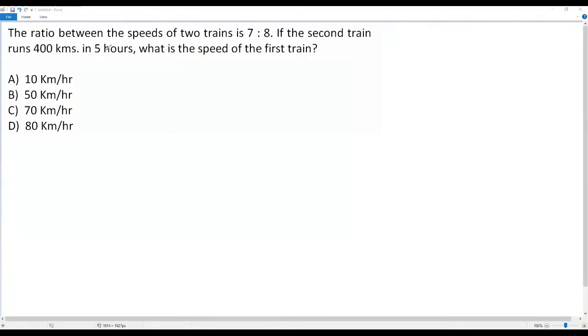The ratio between the speeds of two trains is 7 to 8. If the second train runs 400 kilometers in 5 hours, what is the speed of the first train? Here we have the ratio of the speeds of two trains, that is 7 to 8.